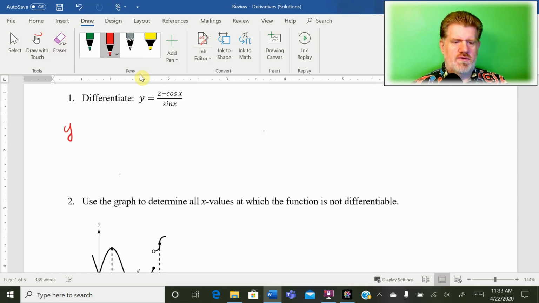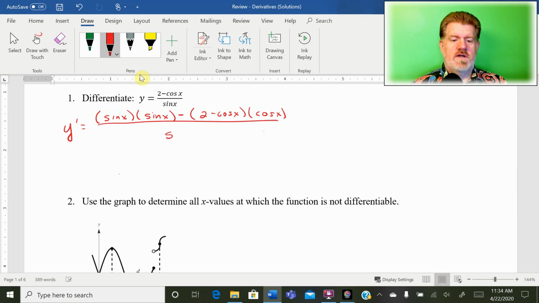All right, it's a quotient rule. So it's the bottom times the derivative of the top. Derivative of 2 is 0. Derivative of cosine is negative sine, so two negatives make a positive, minus the top times the derivative of the bottom. The derivative of sine is cosine, just cosine. I almost said cosine squared.